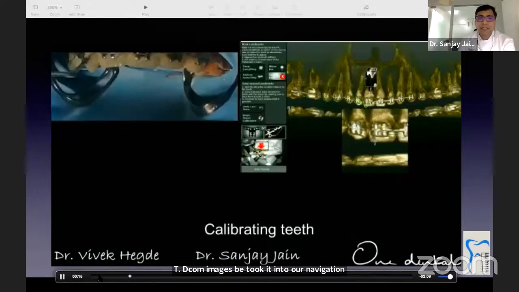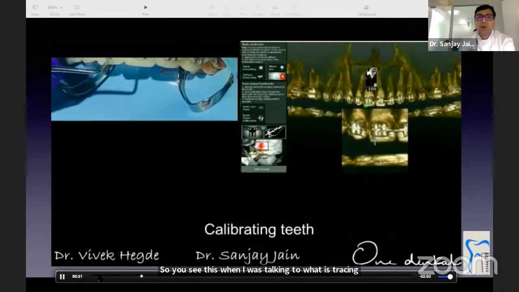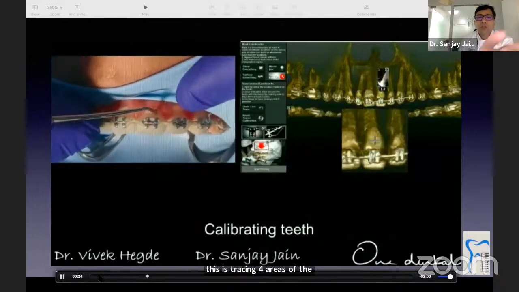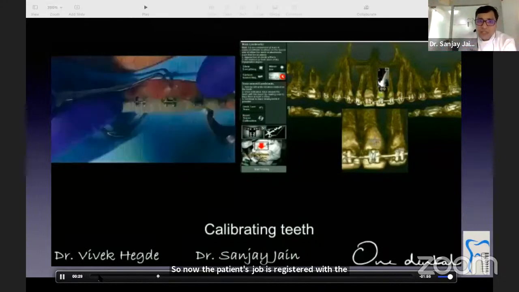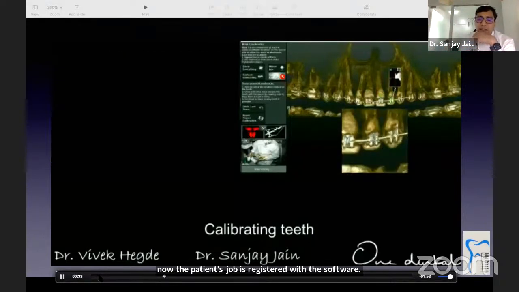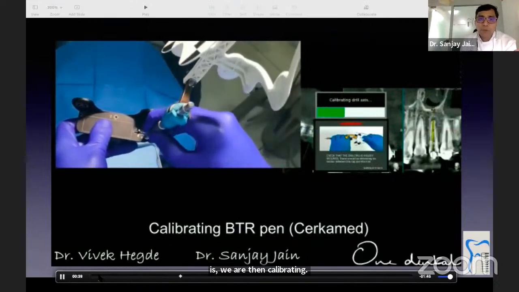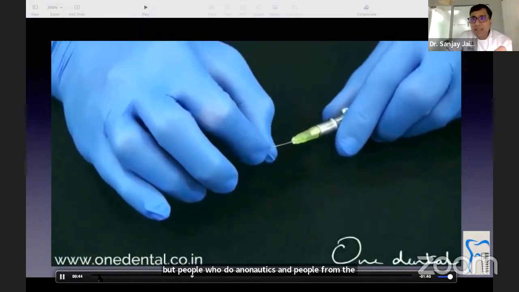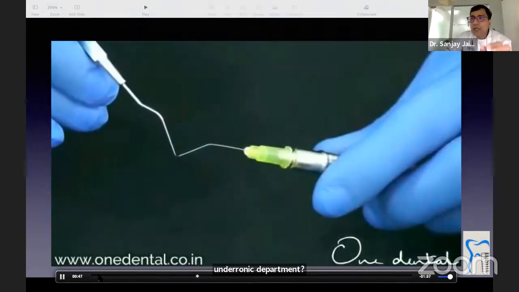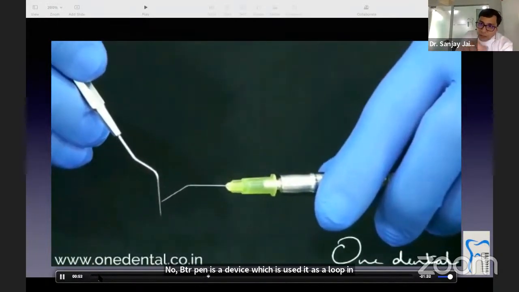This is how we are tracing the teeth. So you see this, when I was talking about what tracing is: this is tracing 4 areas of the jaw, getting a score of 100 on each tooth. So now the patient's jaw is registered with the software. Once the registration is done, what we do next is calibrate a BTR pen. I'm not sure how many of you know, but people who do endodontics know the BTR pen is a device which has a loop in the front, which is used to hold an instrument, and you can pull that instrument out.